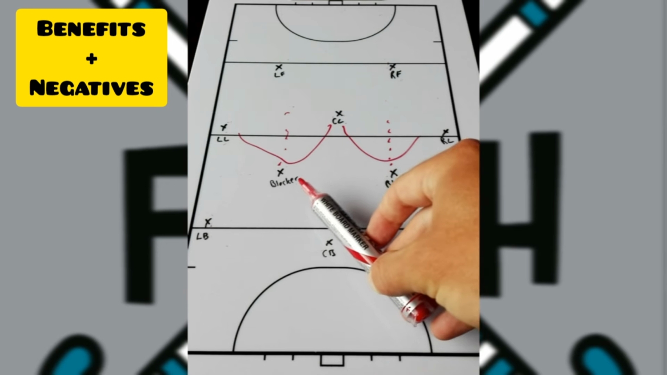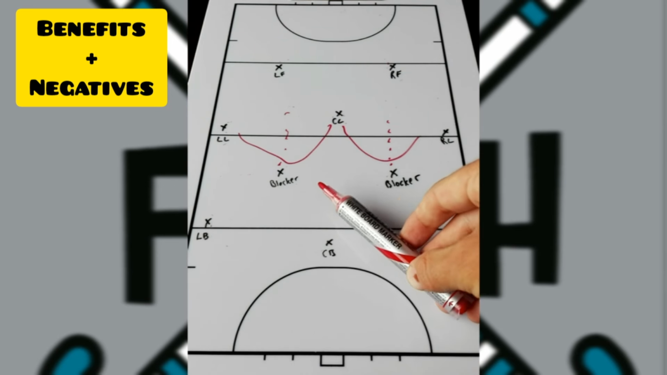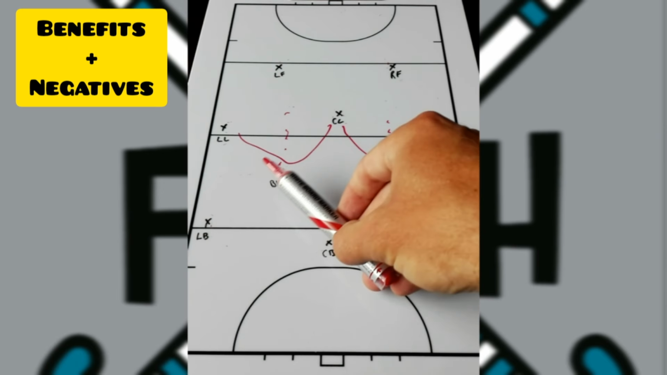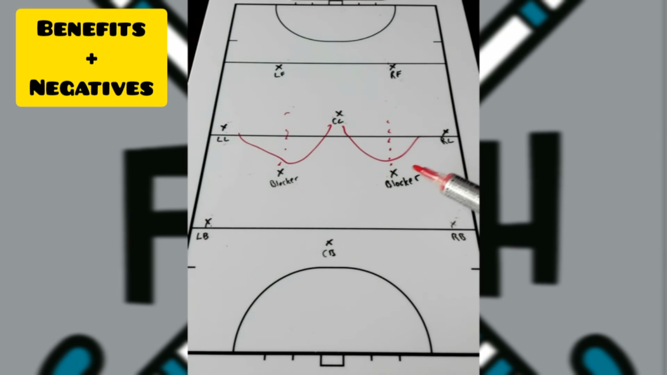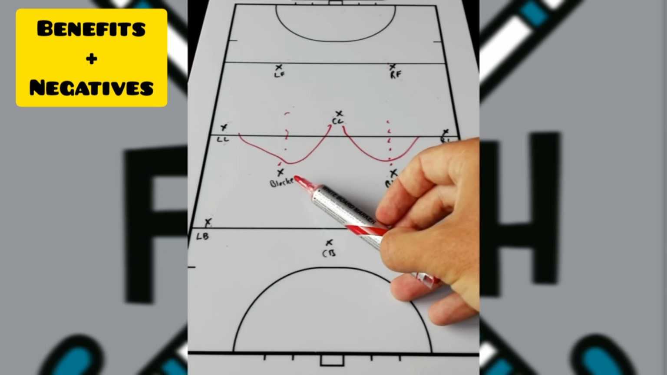If the two blockers do not work as a unit and pivot off each other, the system will be ineffective, meaning that there will be a lot of space in this system if these two don't work with each other. So that's the blocker system.